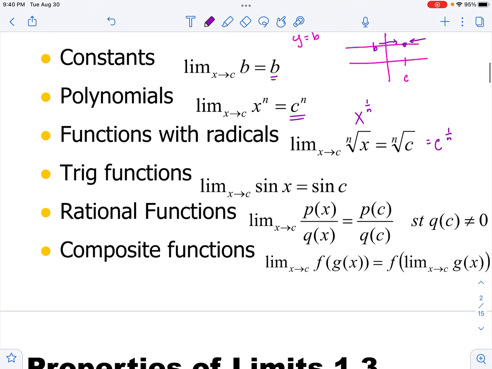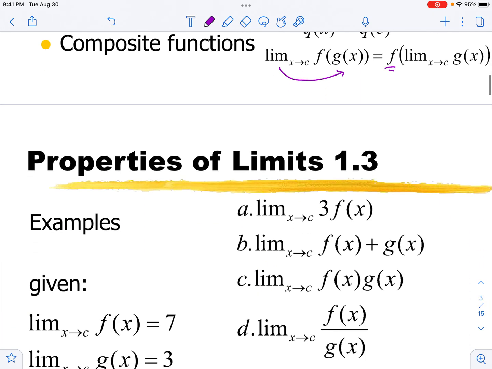Trig functions. Again, direct substitution. If you're doing the limit as x goes to c of sine of x, you replace the x with the c and that gives you sine of c. Rational functions work the same way, as well as composite functions. Notice though with composite functions that we can pull that function out and put the limit on the inside. That's a little bit different than the previous ones.